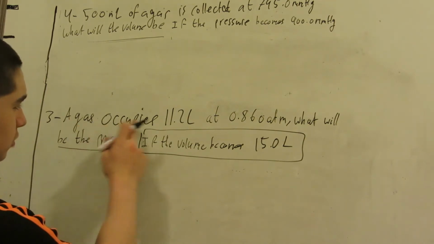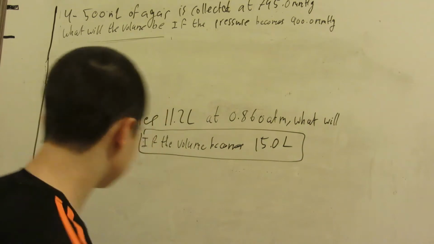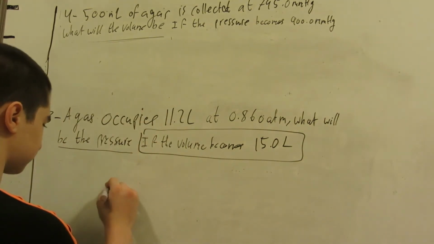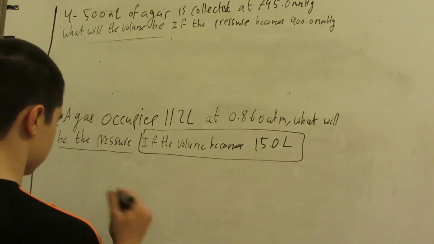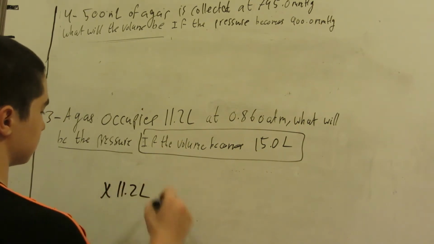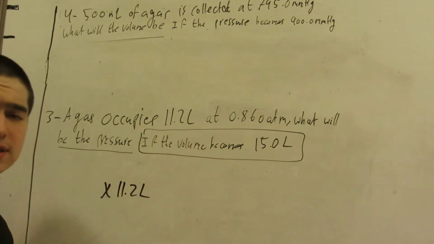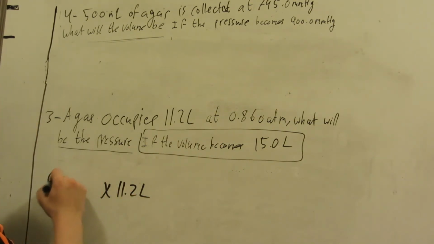So a gas occupies 11.2 liters. That's going to be V1, the volume. Wait, let's switch. That's going to be the volume, which is 11.2 liters. Alright, great. And at 0.860 atm, that's going to be the pressure.